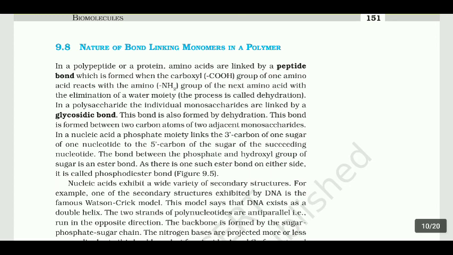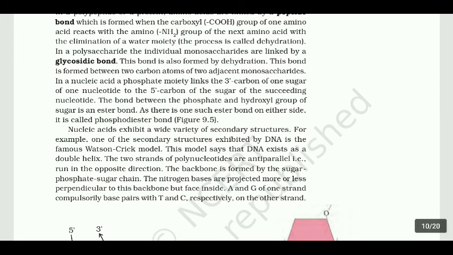In a nucleic acid, a phosphate moiety links the 3' carbon of the sugar of one nucleotide to the 5' carbon of the sugar of the succeeding nucleotide. This bond, between the phosphate and the hydroxyl group of the sugar, is an ester bond. As there is one such ester bond on either side, it is called a phosphodiester bond. Nucleic acids exhibit a wide variety of secondary structures. For example, one of the secondary structures exhibited by DNA is the famous Watson-Crick model. This model says that DNA exists as a double helix. The two strands of polynucleotides are anti-parallel, that is, they run in opposite directions.